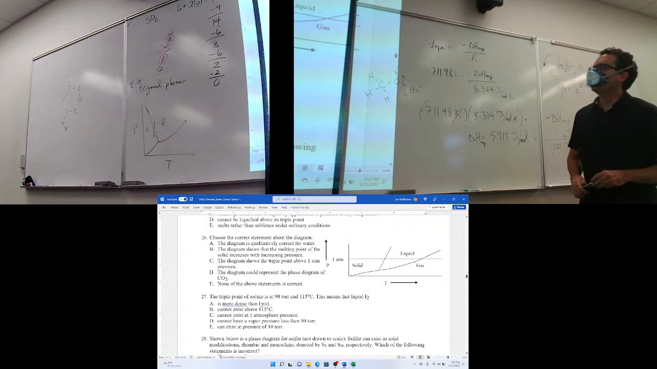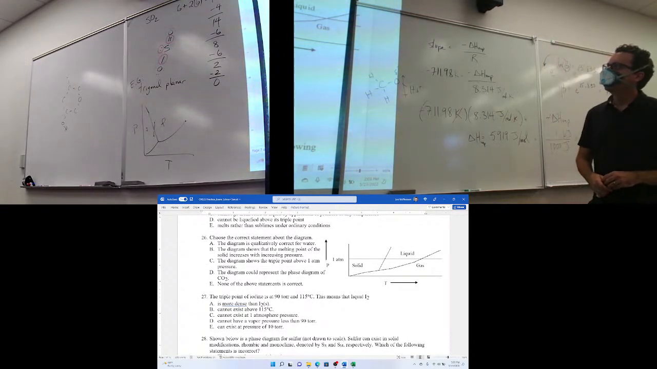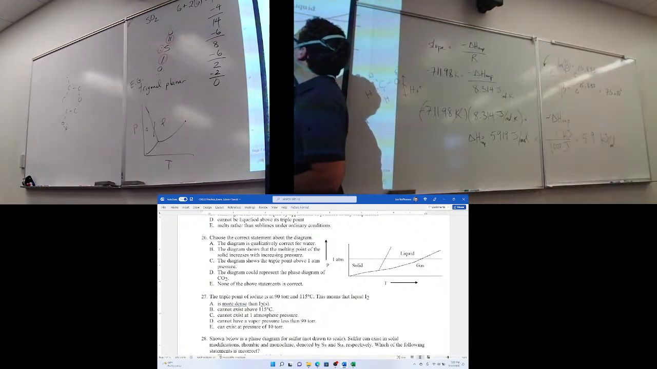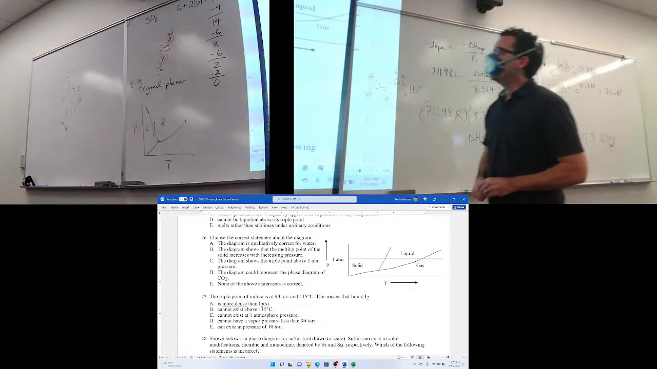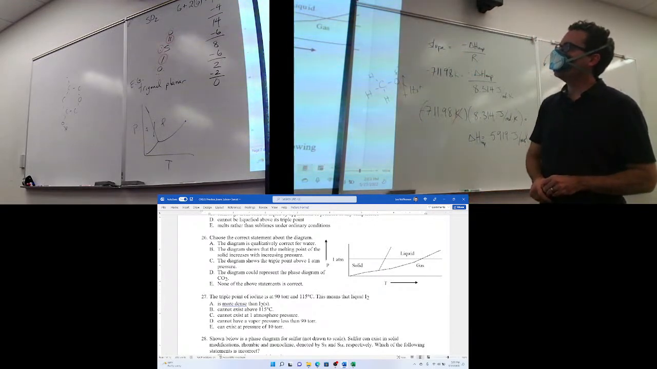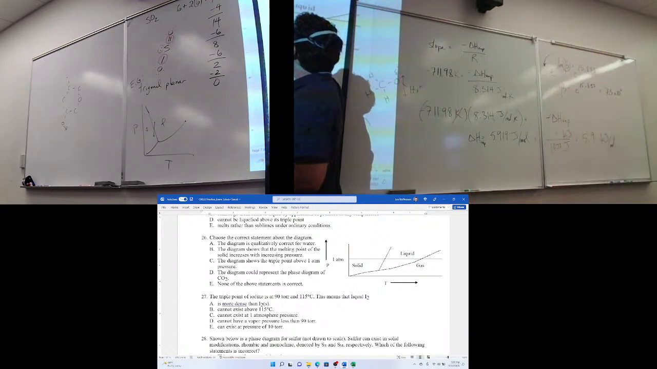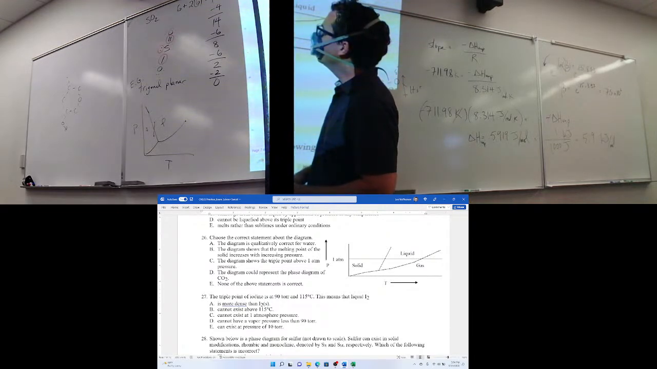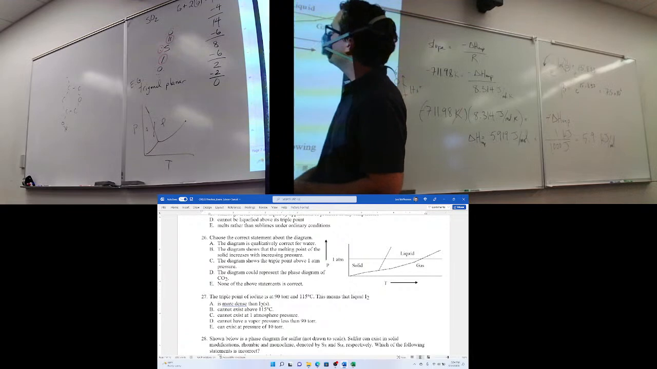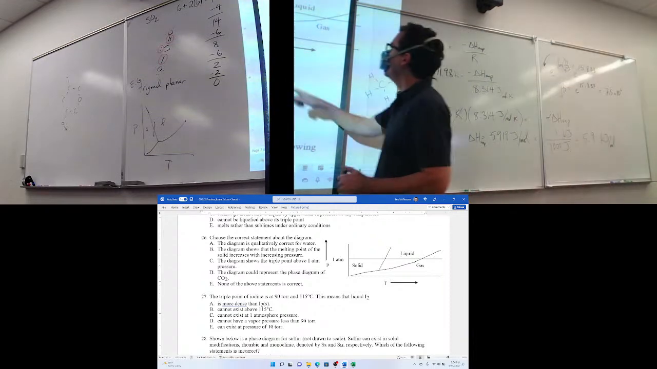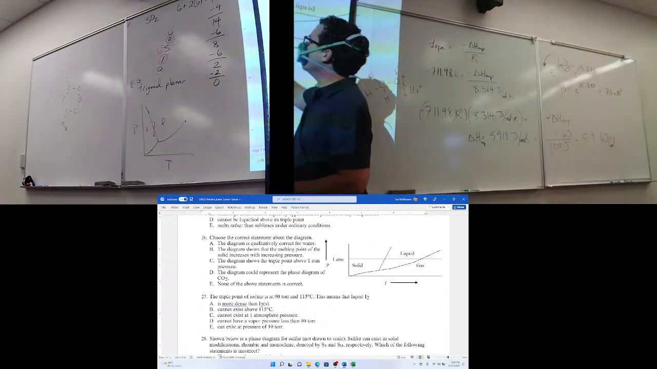Choose the correct statement about the diagram here. The diagram is qualitatively correct for water. Well, I know it's not water because the solid liquid boundary here has a positive slope. Water goes that way. The diagram shows that the melting point of the solid increases with increasing pressure. As I increase the pressure, the melting point, yeah, it does increase. So that one works. The diagram shows the triple point above 1 atmosphere. That's the triple point. It's below 1 atmosphere, so that's wrong.